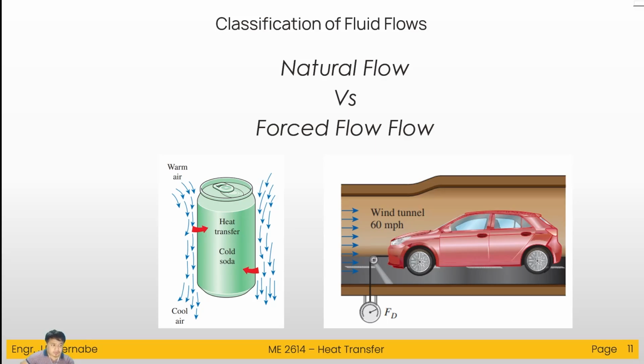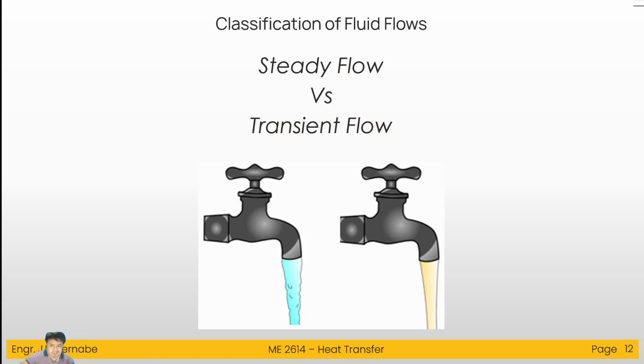For the forced, literally forced, and we will discuss the forced first because it is actually much simpler than the natural one. And then for steady flow and transient flow, for steady flow, literally just steady. But for transient flow, it's not developed, an underdeveloped flow. So you can imagine the comparison of this transient and steady flow is when you initially open your faucet, it will be transient, but after a while it will settle down.